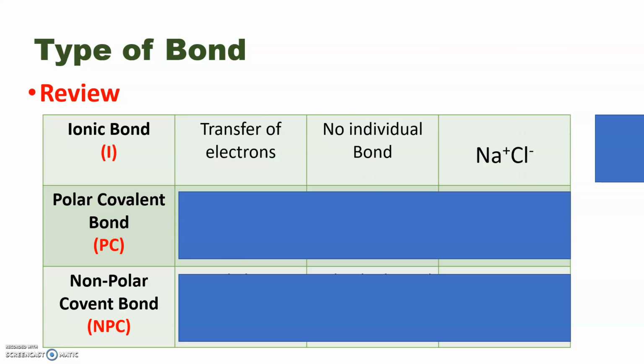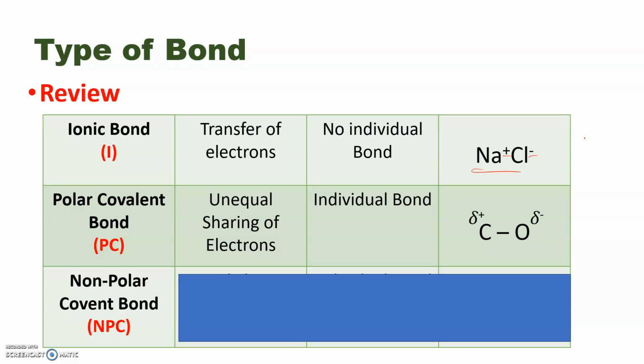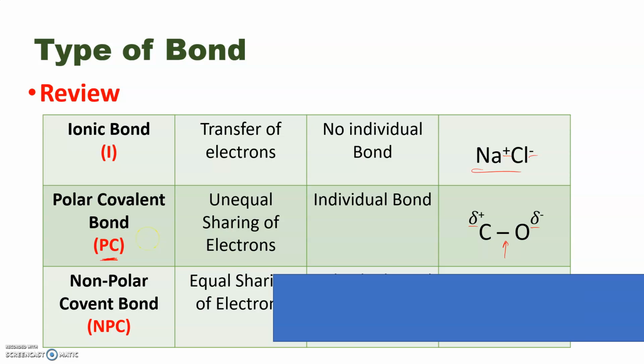So a little review here. Ionic bonds, the electrons transfer. There is no individual bond, and you draw the bond like this over here. No dash, full charges. Polar covalent, they share, but it is not equal. There is an individual bond, that's why we draw this dash. And then you have to indicate the partial charges. So I always like to think PC, polar covalent, also stands for partial charge. So remember, PC, partial charge.